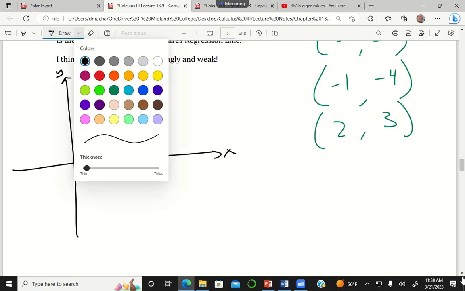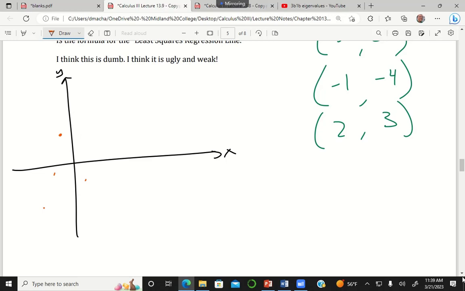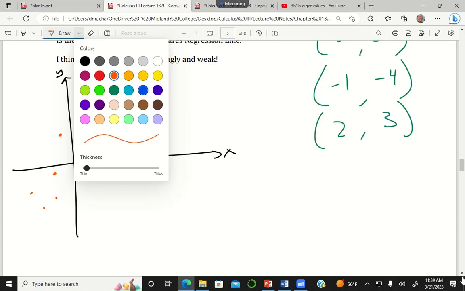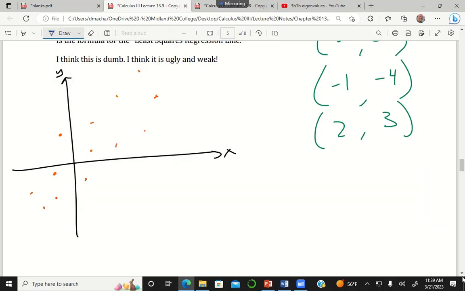On an xy plane, I don't know what it looks like exactly, but I'm just going to plot a bunch of points that are hanging out on my plane. There is one specific line that belongs to the xy plane called the least squares regression line that minimizes the vertical distance between those orange points and this blue line. So what we're trying to minimize is this vertical distance between each point. We'll call it dk for point k.